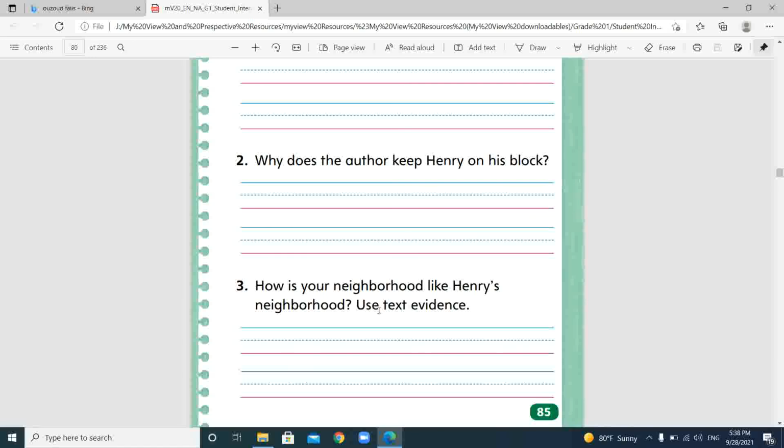How is your neighborhood like Henry's neighborhood? Use text evidence. Text evidence is a part from the story that proves or shows that your answer is correct. Here we can go back and write that our neighborhood has buildings, has cars, has people playing on the street, has animals. There is more than one possible answer.